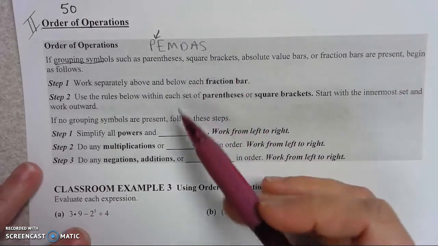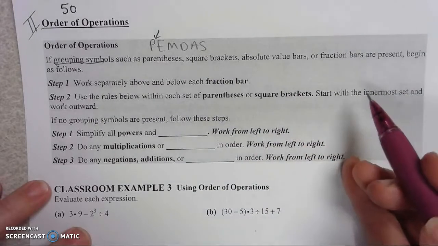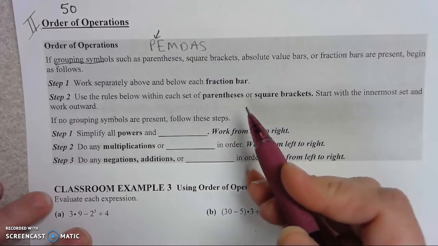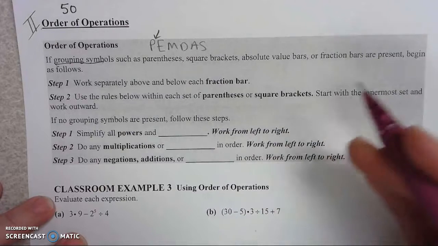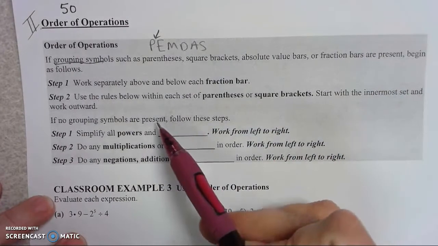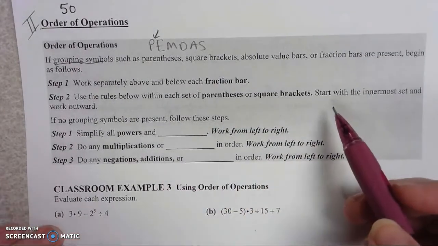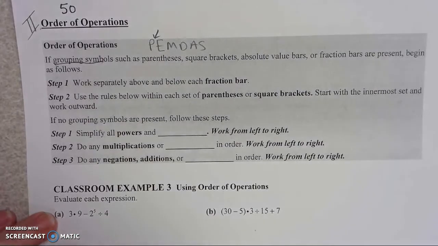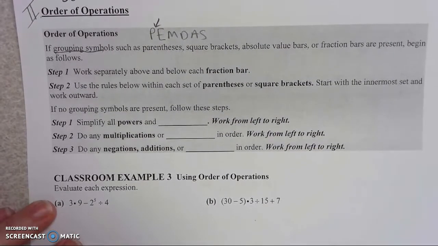So what you'll do, if there are multiple grouping symbols, you want to go all the way to the inside, as far inside as you can go, and then work your way out using these rules. Alright, so we'll start with the innermost set of grouping symbols and work our way out. If no grouping symbols are present, you're going to follow these steps.